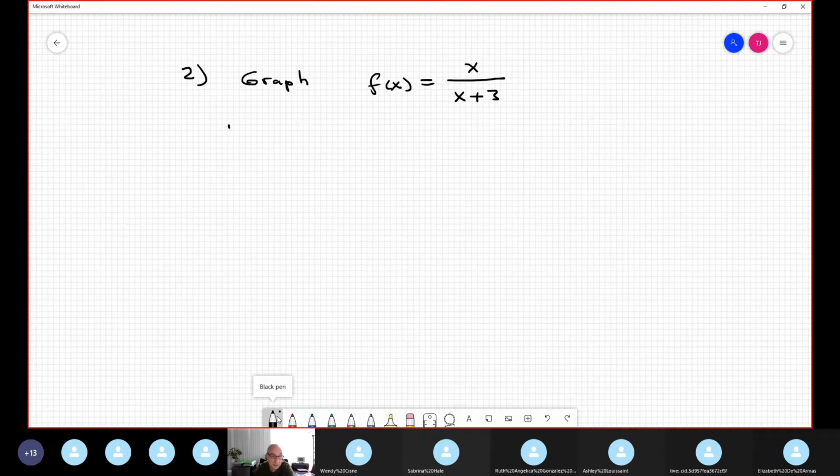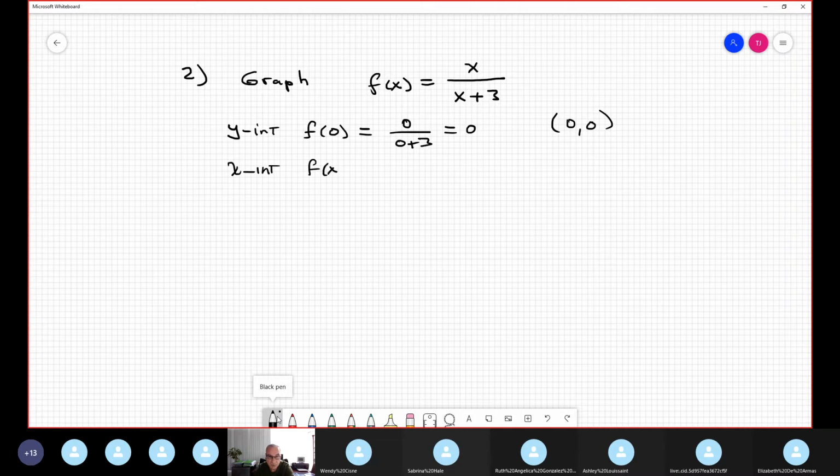Now the second step is find the y-intercept. The y-intercept is the function value at 0: 0 over 0 plus 3 is obviously 0. So the point is (0, 0), and when this happens, (0, 0) is both the x-intercept and y-intercept. Just in case, I want to check it. For the x-intercept, the formula is f of x equals 0. Remember, a fraction is equal to 0 when the top part is 0. Again, we have the same situation: x equals 0, and this point is both x and y intercept.